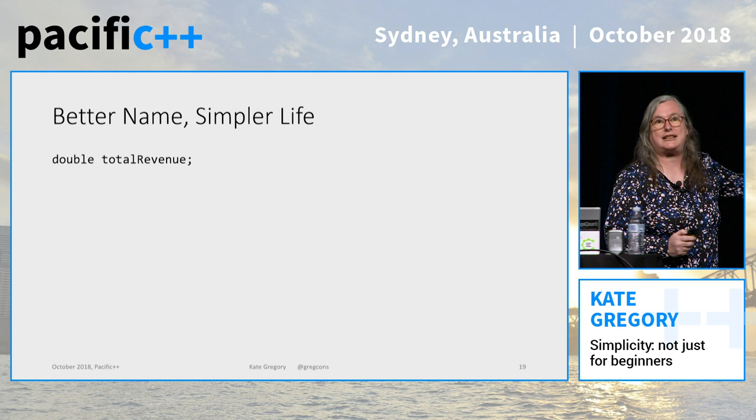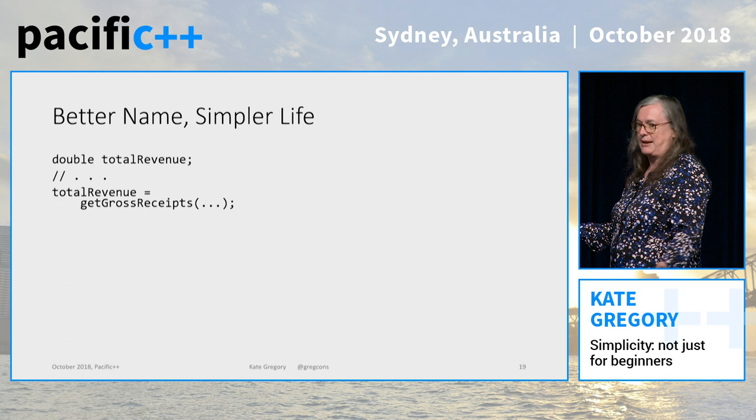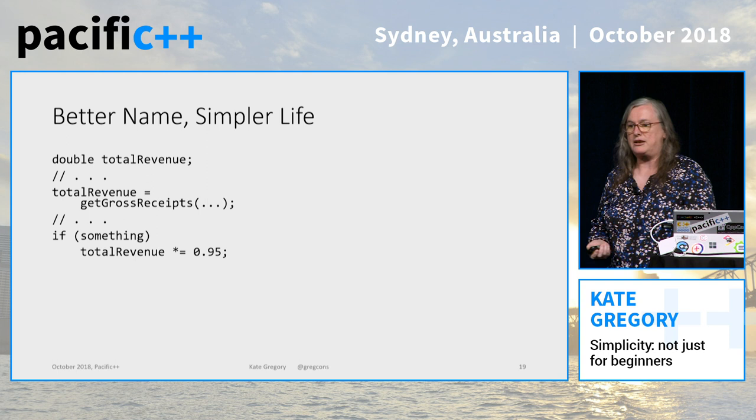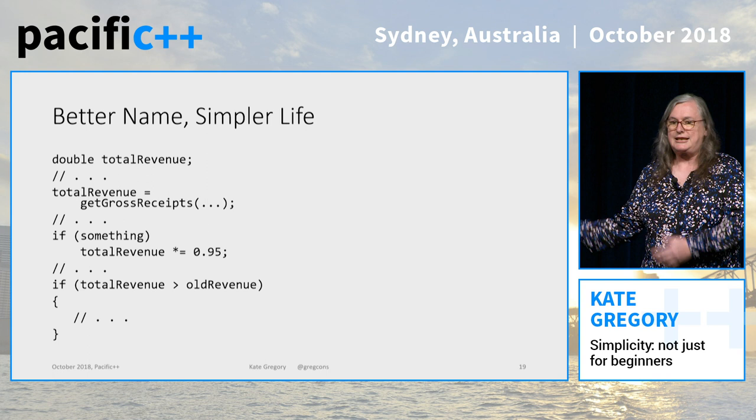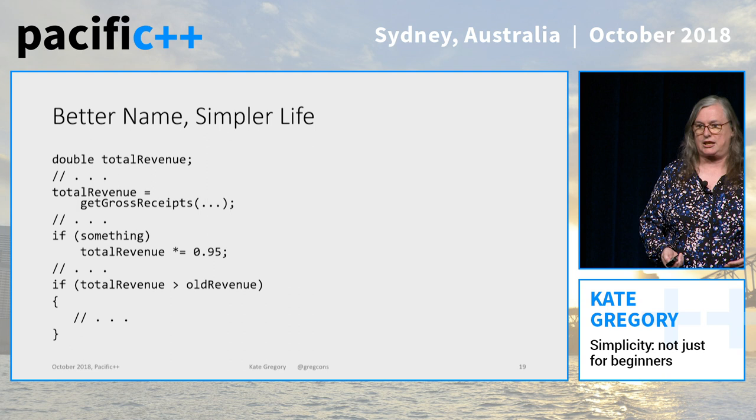Obvious name, sitting there waiting in the comments. Now, total revenue equals get gross receipts. That makes sense. It's telling me a story. Later, under some conditions, I take 5% off of total revenue. And down here, if total revenue is greater than old revenue, like, these seem like they couldn't possibly help. But you know what? They help tremendously. And they turn the code into a story that you can read.